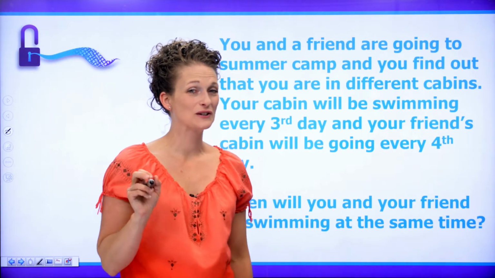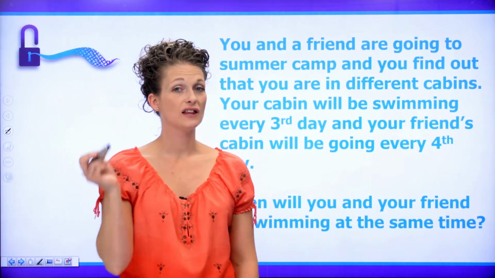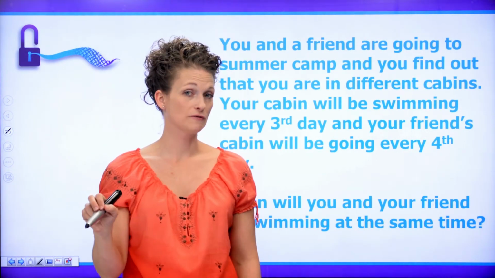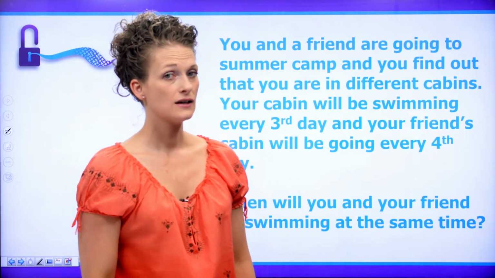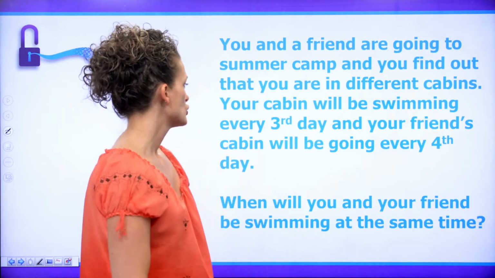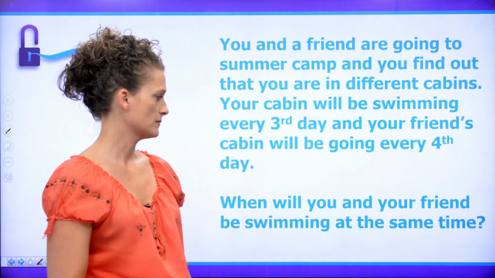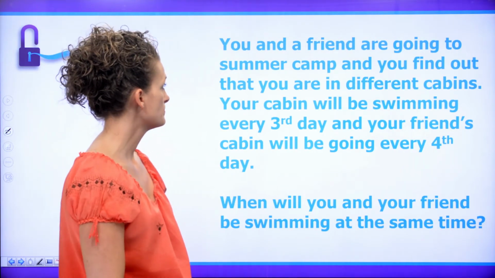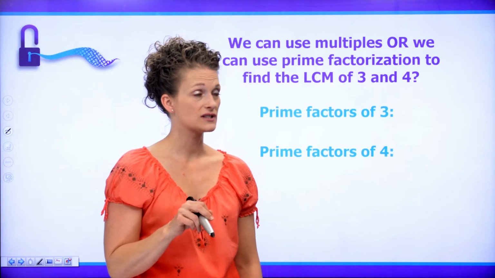So you and a friend are going to go to summer camp, and you find out that you are in a separate cabin from your friend. You get to go swimming every 3rd day, but she only gets to go swimming every 4th day. So when will you and your friend be swimming on the same day? That's an interesting question. Well, we can use multiples or we can use prime factorization.